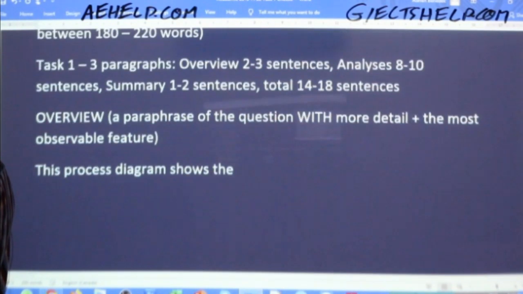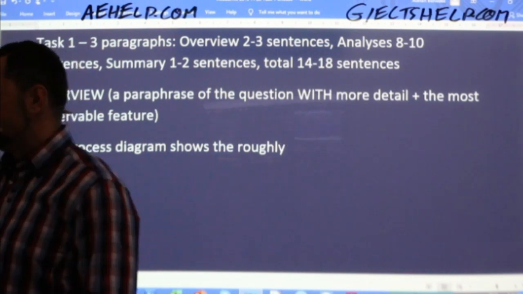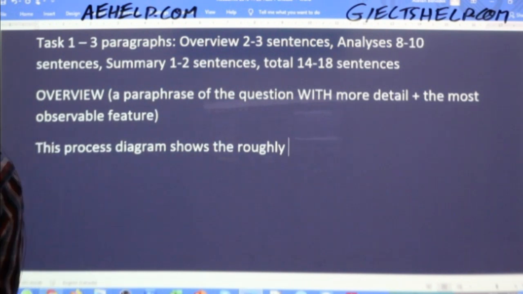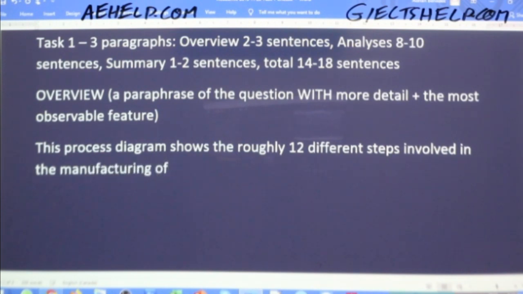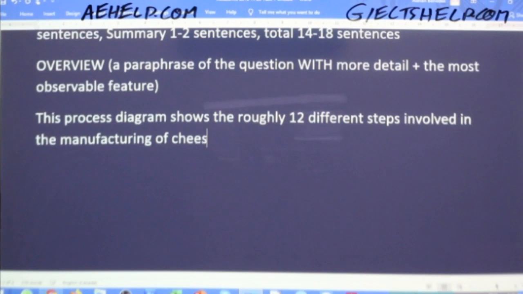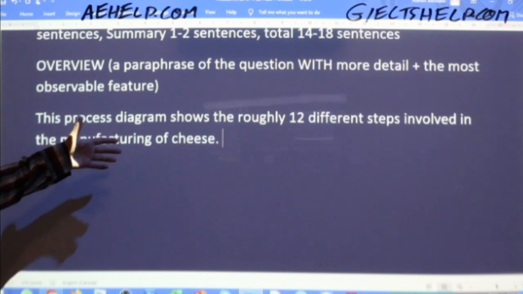All right, so the process diagram shows the roughly, and again, you don't have to have exact figures and numbers in task one, you just have to be fairly precise. So this process diagram shows the roughly 12 different steps involved in the manufacturing of cheese. Okay, so that's my paraphrase with some more information.